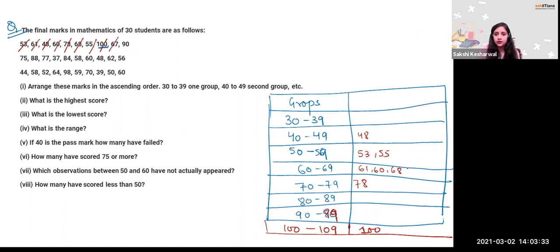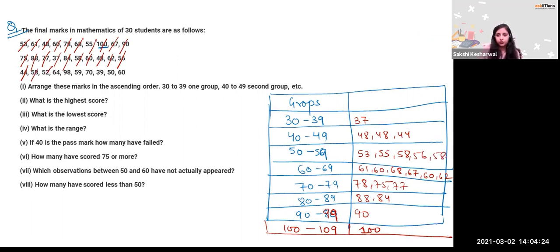Okay. Now 67. 67 is again over here, right? Then you have 90. So 90 over here. Then you have 75, 75 over here. 88 is over here, right? 77 over here. 37 over here, right? 84 over here. Then you have 58 over here. 60 over here. 48 you have over here. 62 you have over here. 56 will be over here, right? 44 over here. 58 you have over here, right?